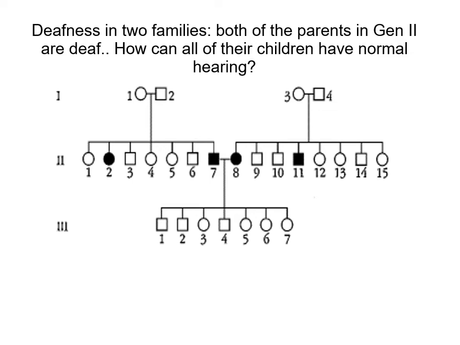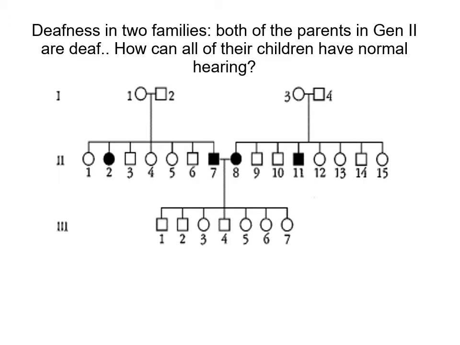Okay, good morning. So today we're going to talk about a very important phenomenon in genetics, that of complementation. And I'm going to start with one example of deafness in two families to illustrate the point. Okay, so we've got a pedigree here, two pedigrees really, where we have two families and we have some deaf children in the second generation.